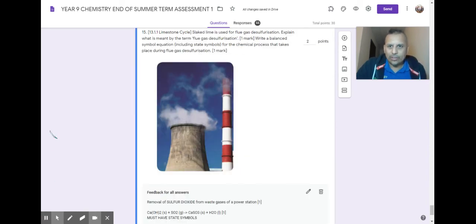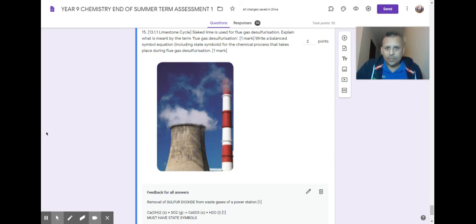This was possibly the trickiest question in the exam because it really relied on you having memorized the actual balanced symbol equation, which you do need to memorize for the top marks. You needed to recall that in the exam.